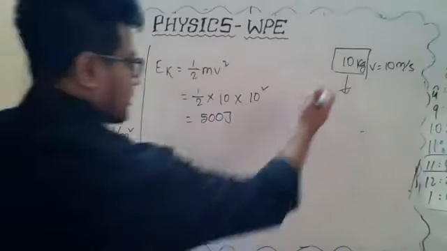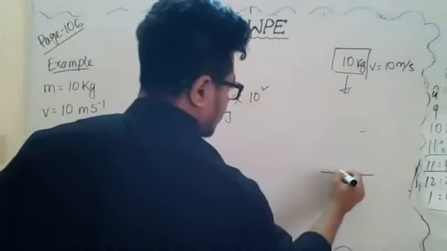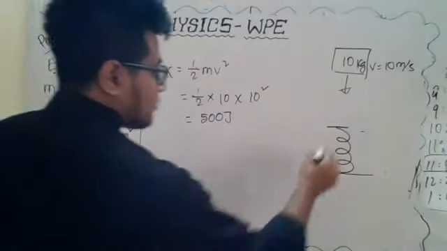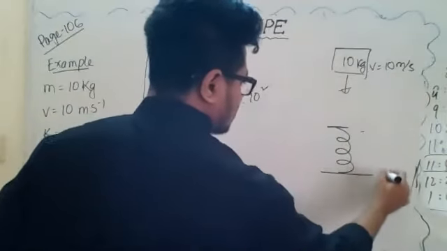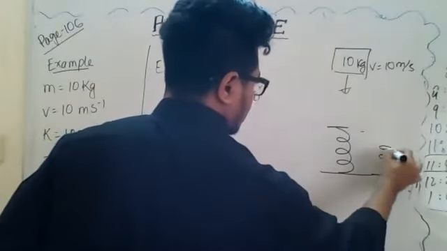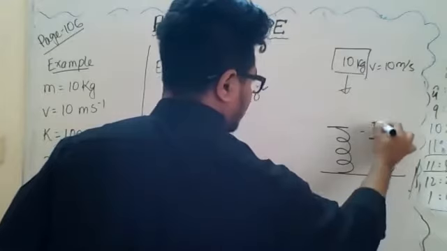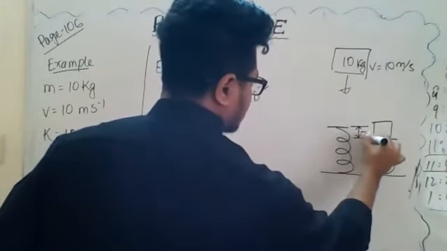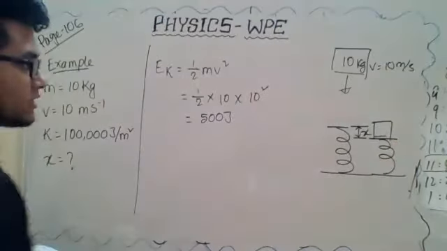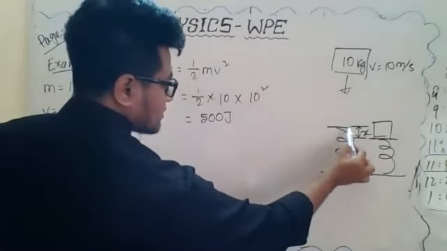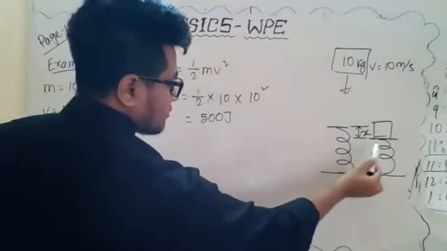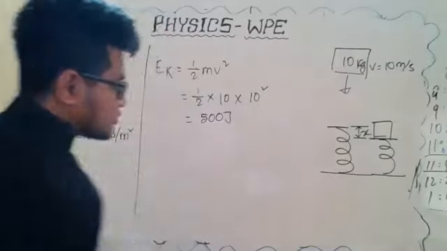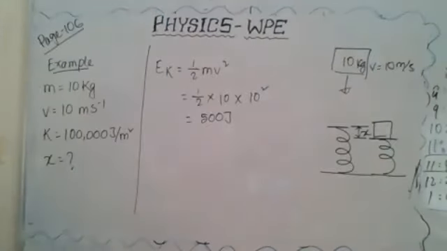Now it was falling down, and there was a spring. When it fell down, what happened? It fell on the spring, and it compressed the spring by x amount. This is our compression, right? The spring was in this situation, but as the body fell on it, the spring got compressed, and this is the amount of compression, x. We have to find this compression.